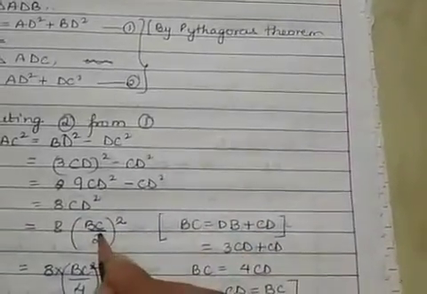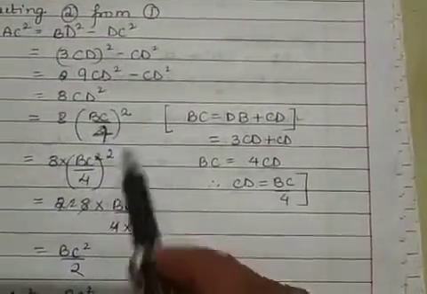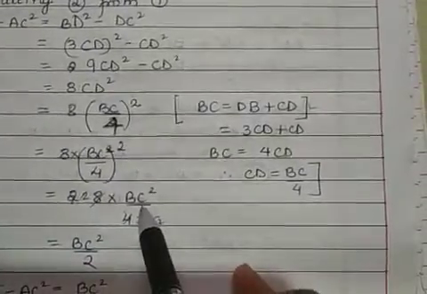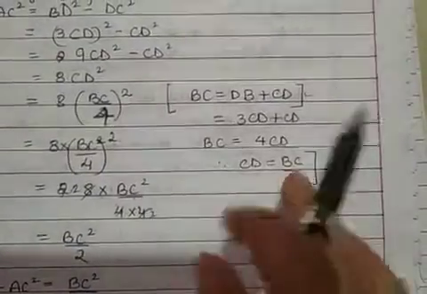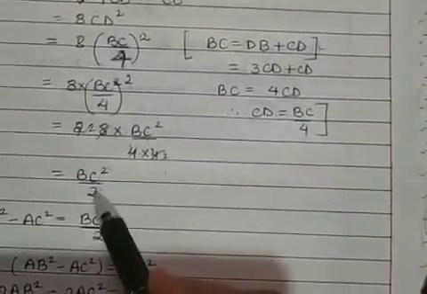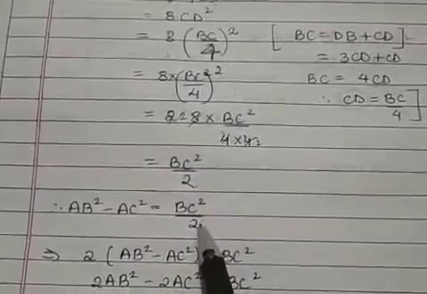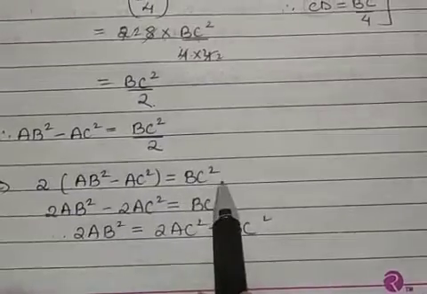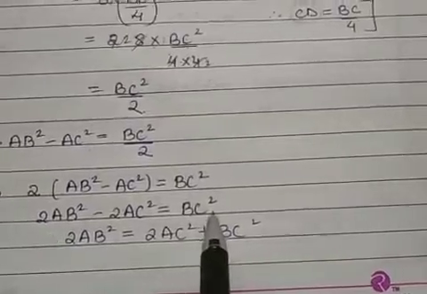So we have here BC upon 4 the whole square. So we have here 8 multiplied by BC square, and 4 square I am writing as 4 multiplied by 4, and after cancellation what remains here is BC square upon 2. So we get AB square minus AC square equal to BC square upon 2. So 2 times AB square minus AC square is equal to BC square. So we get 2 times AB square minus 2 times AC square equal to BC square.